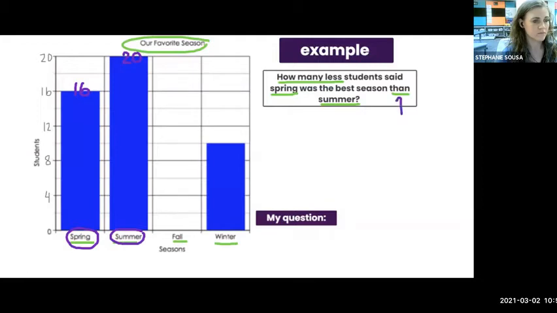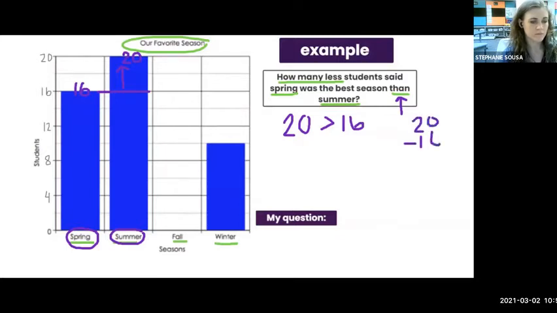So this than word tells me I'm comparing these two. By looking at the graph and using my background knowledge, I know that 20 is greater than 16. But my question wants to know by how much. How much is in between 16 and 20? A couple different strategies you can try. You can mark off where spring ends and then count on up to 20. You can use the graph to help you, or you could count on from 16 up to 20. Or you can subtract starting with the greater value.